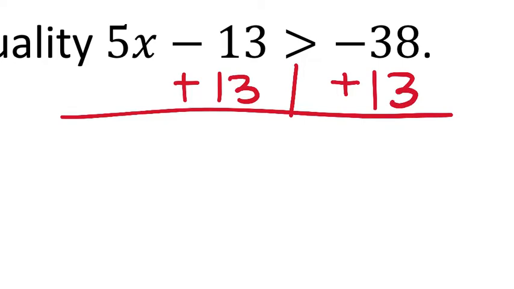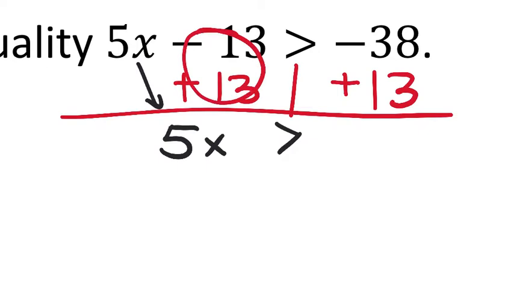Now, principles of equality, addition and subtraction anyways, will not affect the inequality. So that still comes down. It was greater than, so it's still going to come down as a greater than symbol. And then what happens? Well, we'll drop the 5x just like we would in a regular equation. The negative 13 zeroes out just like we wanted. And then negative 38 plus 13, that's going to be negative 25.